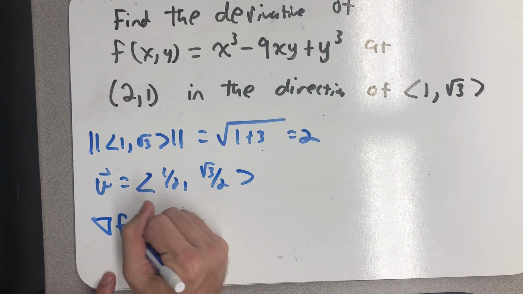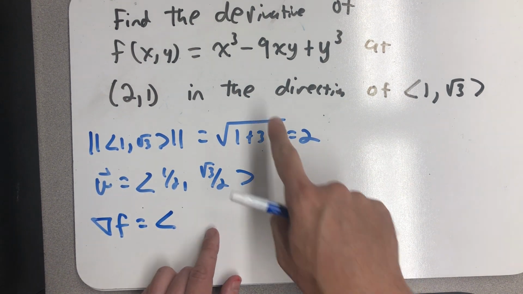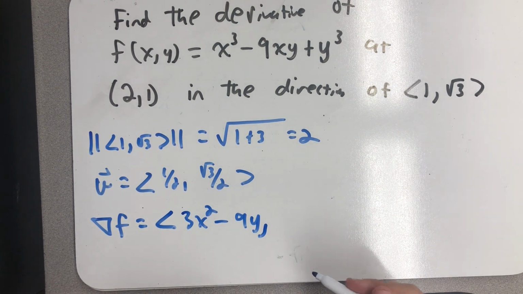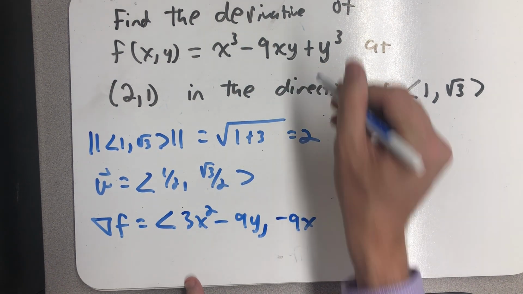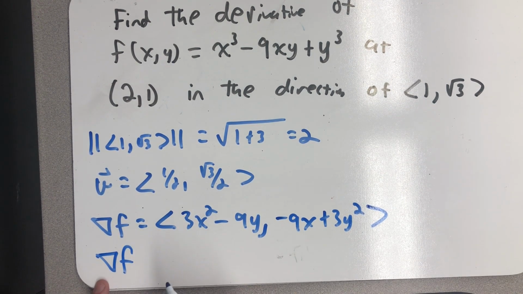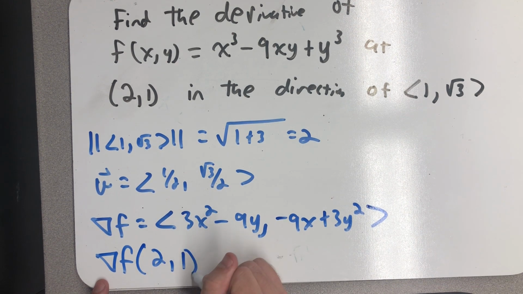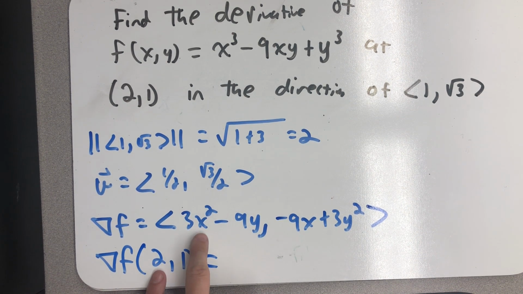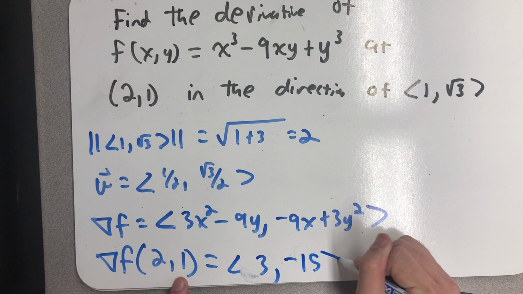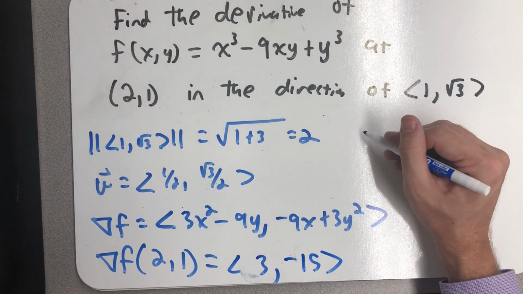The vector del f is the vector made of the partial with respect to x. So let's see, 3x squared minus 9y, comma, the partial with respect to y, minus 9x plus 3y squared. To compute my directional derivative, I need to evaluate my gradient vector at the point 2 comma 1. Well, let's see. Plugging in a 2 for x, that's going to be 4 times 3 is 12 minus 9, 3 in the i component. And in the j component, that's going to be minus 18 plus 3 is minus 15. So there's my gradient vector, and I'm ready to calculate my directional derivative.